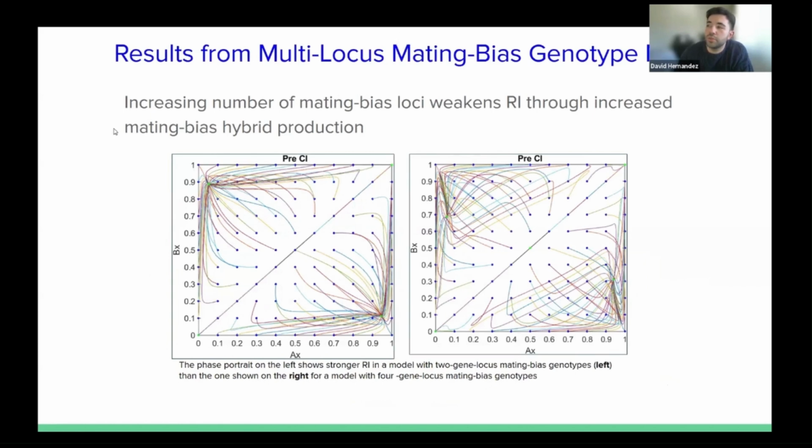So moving on to the results for our multi-locus system. What we found was that as you increase the number of mating bias loci, you end up having more viable hybrid production. And as you increase the hybrid genotypes, this reduces the reproductive isolation. So in a sympatric population, what we would want is fewer mating bias loci.